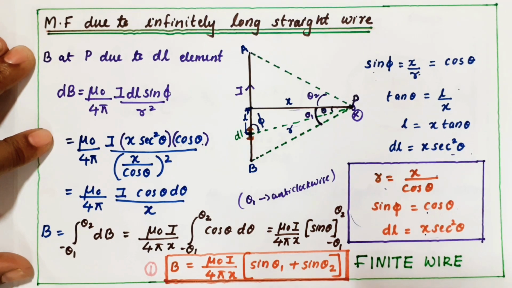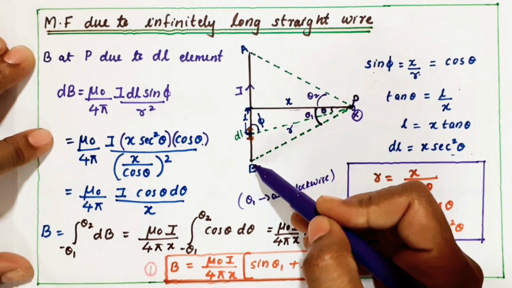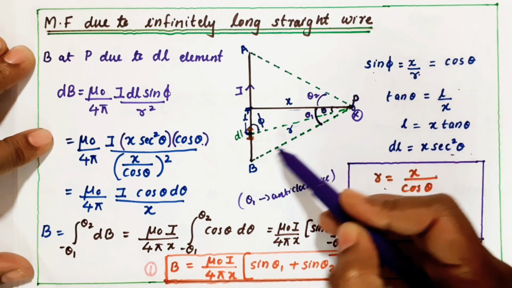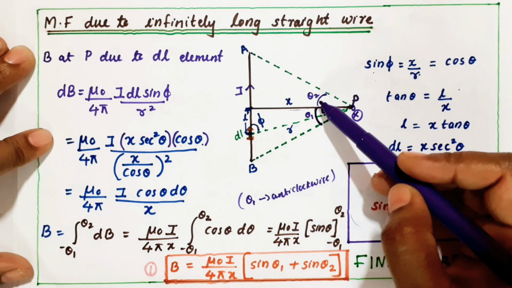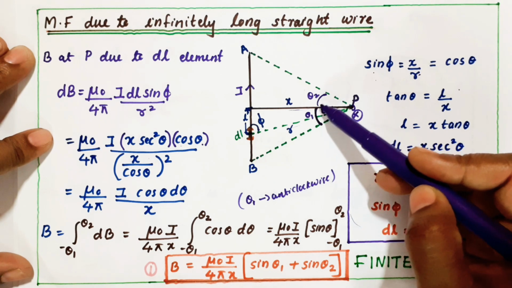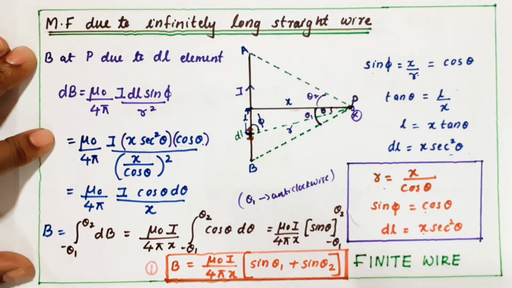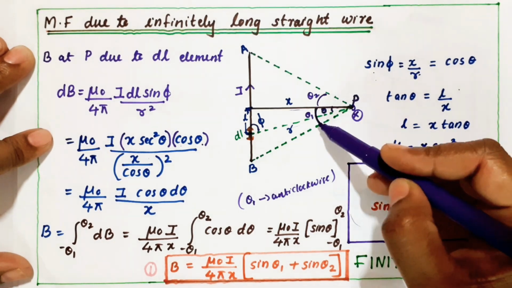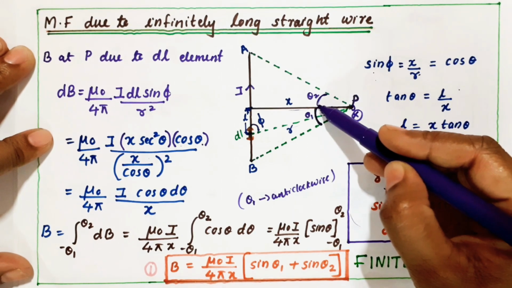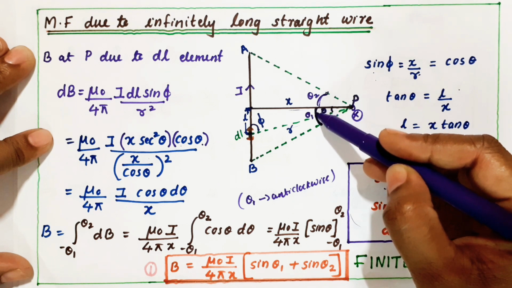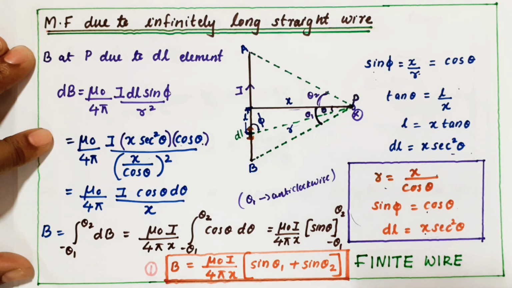I got it. But now I am extending this to the whole wire. From the point P I am joining to B and joining to A. Here the angle is theta 2, and this angle I am taking as theta 1. Theta 2 is in the clockwise direction and theta 1 in the anti-clockwise direction. So if you need the total magnetic field, you need to integrate it.